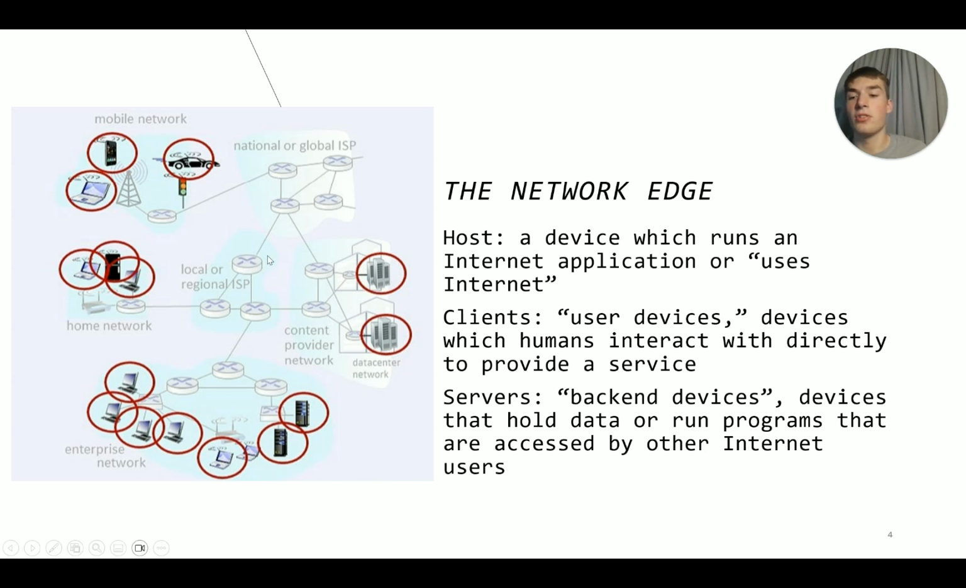The network edge doesn't just have client devices, though. It also has servers. And these kind of constitute the back end of the internet. These are devices that are going to hold data or run programs that are going to be accessed by users, but they're not necessarily directly accessed by a user locally. So they're going to hold data that, for instance, a computer over here or a laptop might access, but they're not actually going to be interacted with directly by a human being.